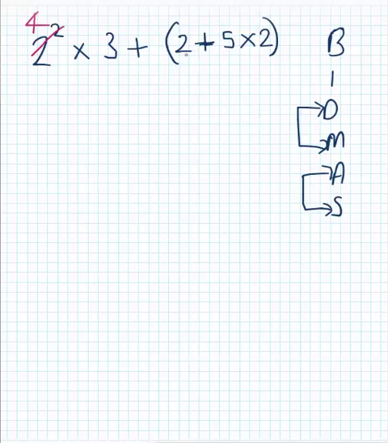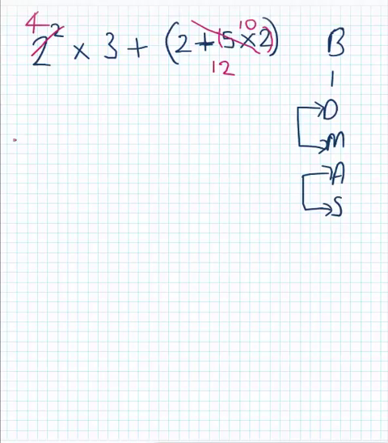Now, I'll work in the brackets. Now, please be careful. If you went 2 plus 5 to give you 7, and then 7 times 2 to give you 14, if you had 14 here, you made a big mistake. In the brackets, what do we have? We have addition and multiplication. What comes first out of these two? Have a look. Multiplication comes first, then addition. So I will go 5 times 2 first, okay, which gives me 10. And then what is 2 plus 10? 2 plus 10 is 12. So inside these brackets, you should have had a 12.